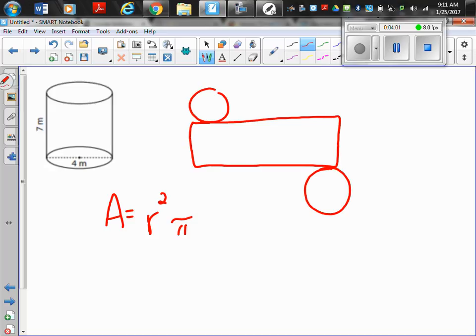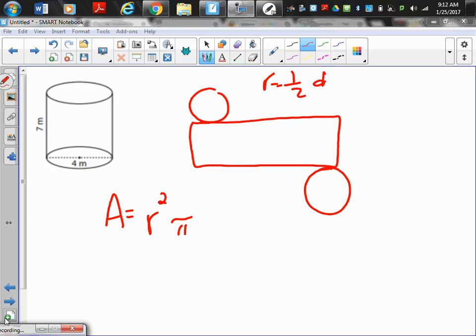Am I going to multiply? Are you sure? Divide by what? All right, hold on. How many pieces am I wanting to cut my diameter into? 2. All right, so radius is equal to half of the diameter. So you can write that down. R equals 1/2 diameter. All right. That's pi.